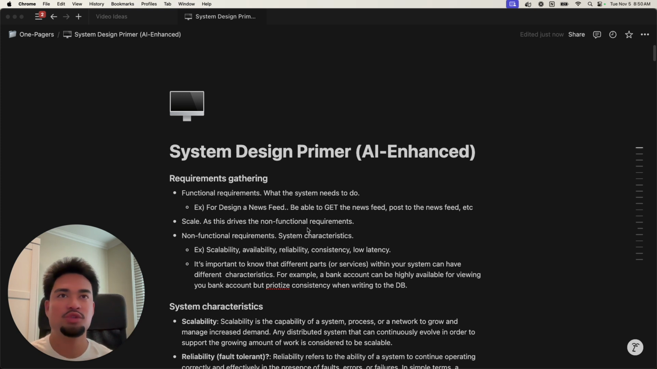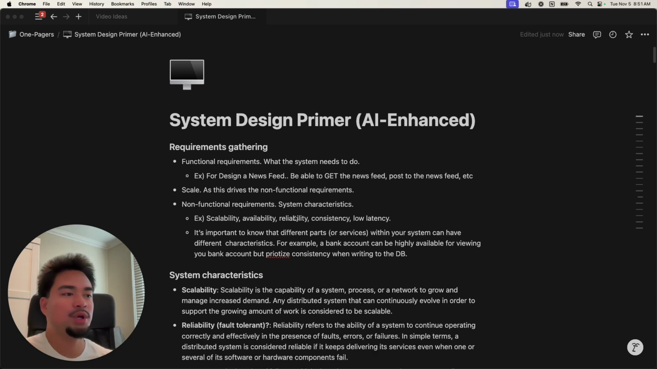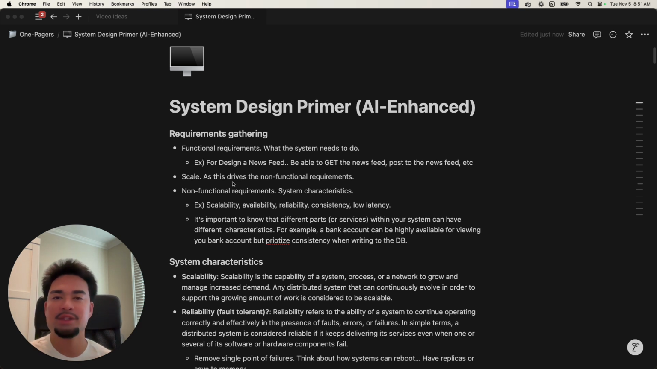And this is super important for system design because system design questions are very open ended. So when you start a system design interview, you want to gather pretty much two things: functional requirements and non-functional requirements. I added scale here and I'll say why, but functional requirements is what does the system actually need to do? Like how does it need to function?